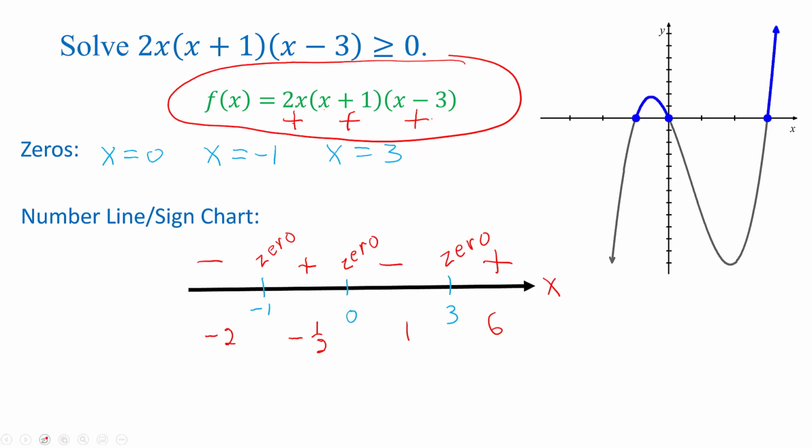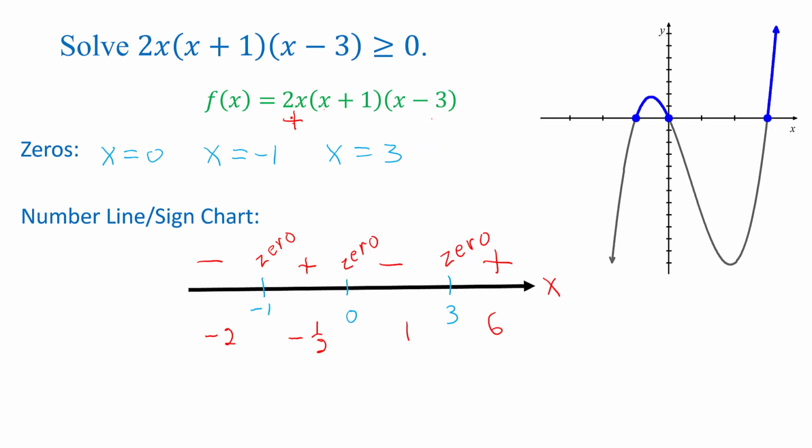What are we looking for here? Okay, again, let me erase some of this stuff just to make it a little cleaner here. And what are we looking for? We're looking for where my function f of x is greater than or equal to 0. So I'm looking where the function is greater than 0. I'm looking for positive values of y. Where the function is equal to 0, I'm looking for zeros.